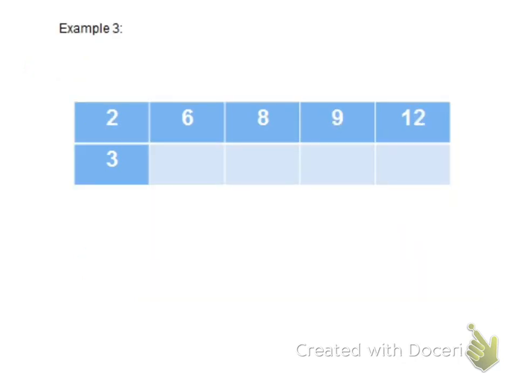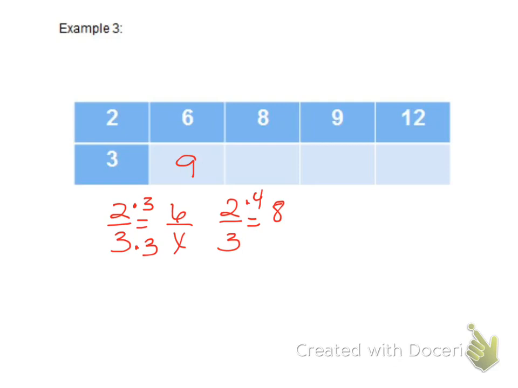Okay, so on this one, some of them we can do the shortcut and some of them we can't, right? So we have 2/3 equals 6 over x. We can do this the short way, right? Because 2 times 3 is 6. So 3 times 3 gives us our bottom number, which is 9. Everyone should be writing this in your notes, okay? Now 2 thirds and 8 over something. Can we do that one the short way? Yes, because 2 times 4 is 8. 3 times 4 is 12.